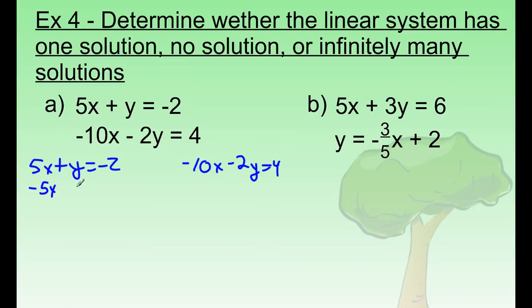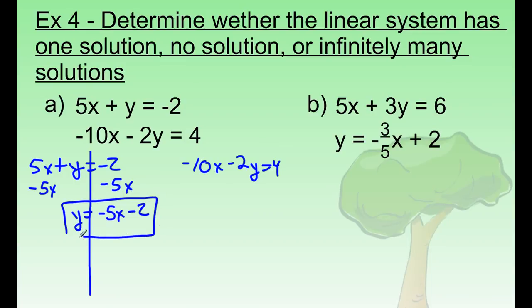So minus 5x, minus 5x. y equals negative 5x minus 2, because these do not combine, because this bottom guy has an x, the top one doesn't, so they're not like terms. And that is done into slope-intercept form, y equals mx plus b. So my slope is negative 5, my intercept is negative 2.